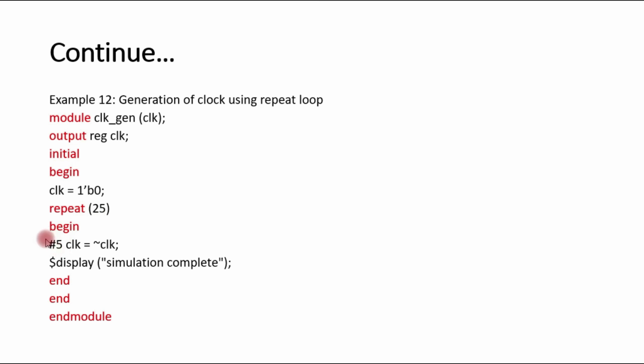Clock is initialized at value 0 and we are using a repeat loop. After the 5 time unit delay, clock will be the not operation of the clock signal. So initially clock is at logic 0, after 5 time units clock will be at logic 1. So here the total time period is 10 time units. That is the clock generation using a repeat loop.